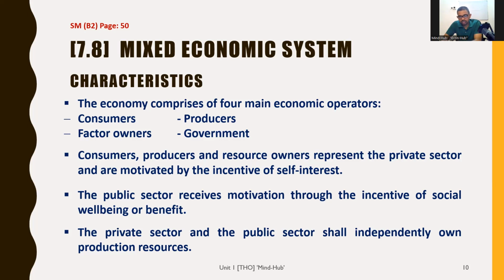Then the fourth point, which you can see on the virtual whiteboard now: the private sector and the public sector shall independently own production resources, meaning there is private property and there is public property. Both are there. The private sector owns property resources, and the public sector also owns property resources. There's government land and capital, and private sector land and capital. Independently separated, they own. So property ownership is both private property and public property.